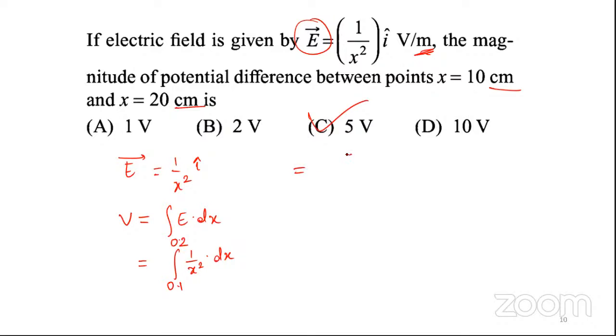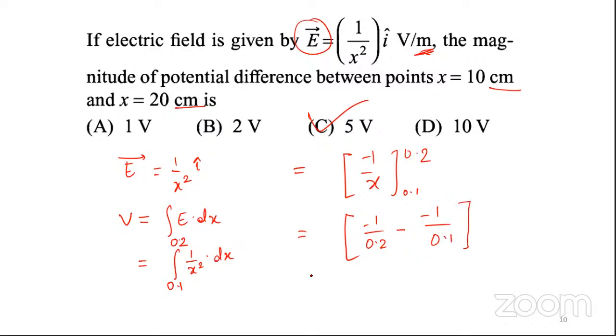This will become minus 1 by x from 0.1 to 0.2. So minus 1 upon 0.2 minus 1 upon 0.1, which is minus 5 plus 10, equals 5 volts. All right, that's all for today.